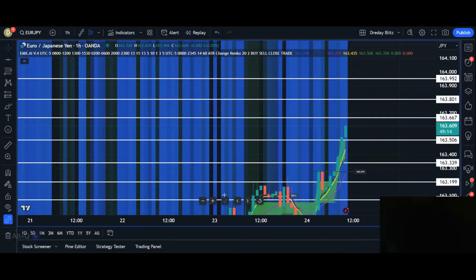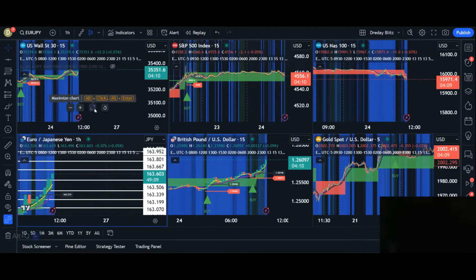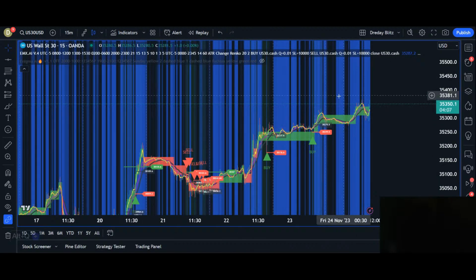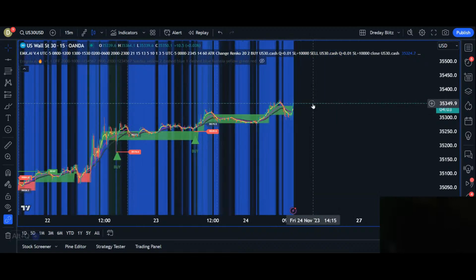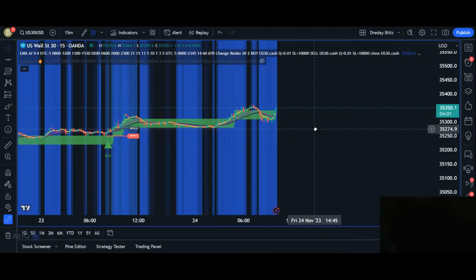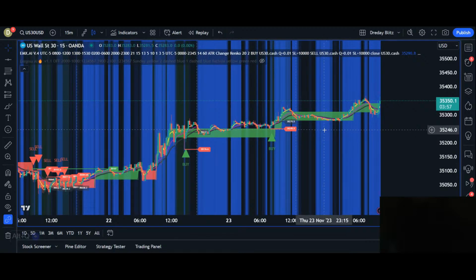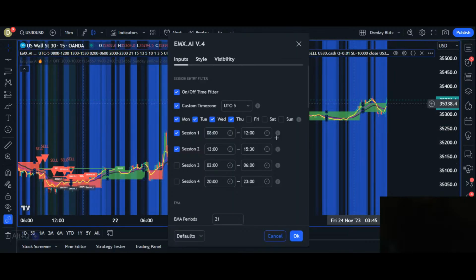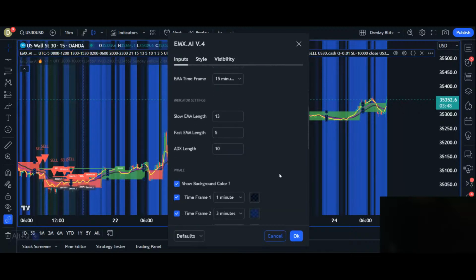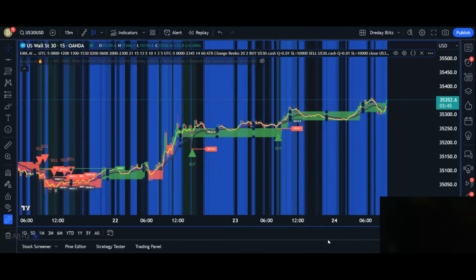All right, so let's close this out. That's US 30. Let me double check the settings. I want to make sure that I have the right one for this pair. Yes, perfect.